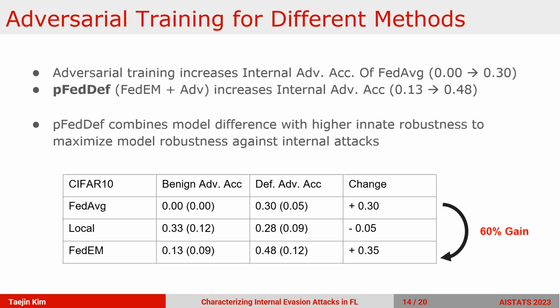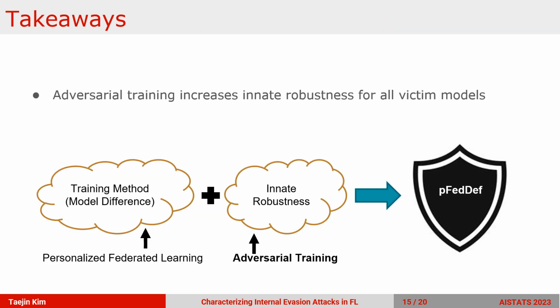P-Fed-Def, thus, combines model difference with higher innate robustness of the victim models to maximize its defensive capabilities against internal evasion attacks. And compared to federated average combined with adversarial training, its performance is 60% better relatively. The key takeaway here is that adversarial training increases innate robustness for all victim models, and we found the second ingredient to what makes a good defense, which we call P-Fed-Def.